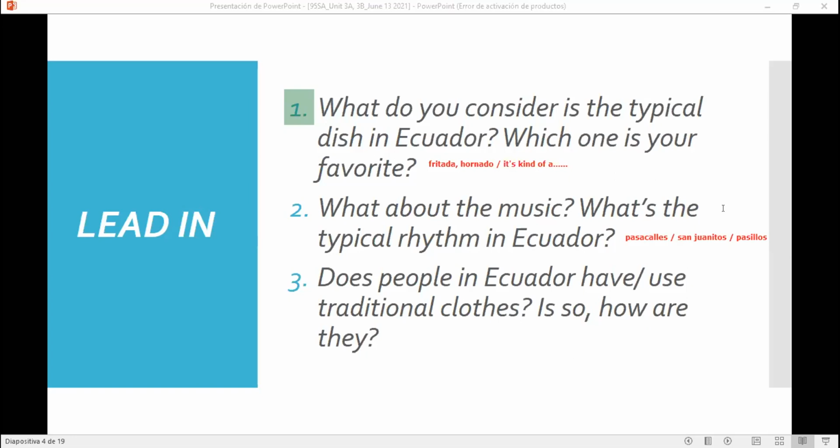And let's talk about the last question. Do people in Ecuador have or use traditional clothes? If so, how are these clothes? Who wants to help me with this one? Dianita, can you help me with number 3, please?